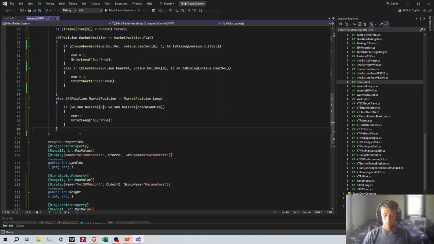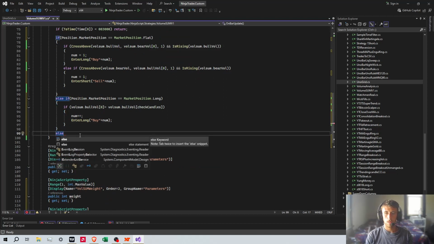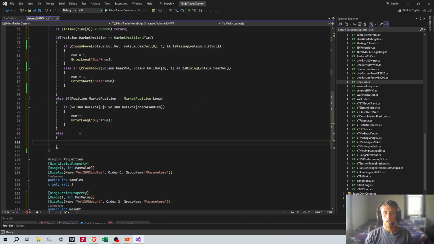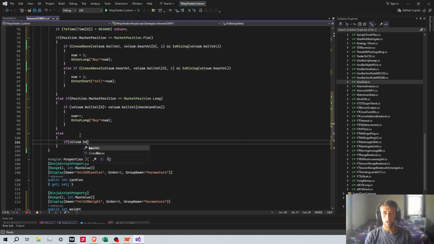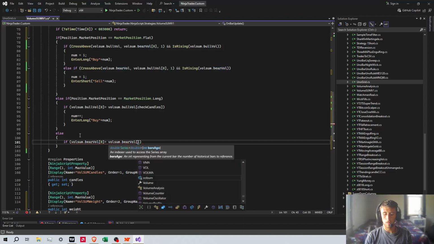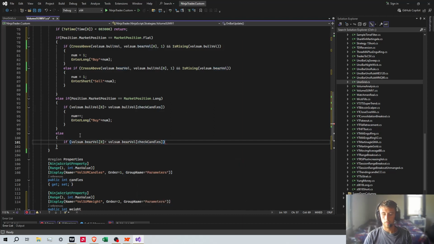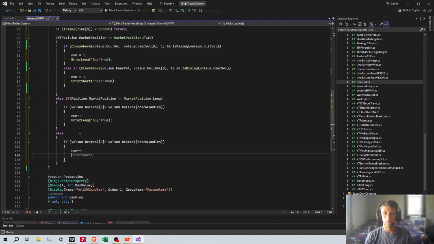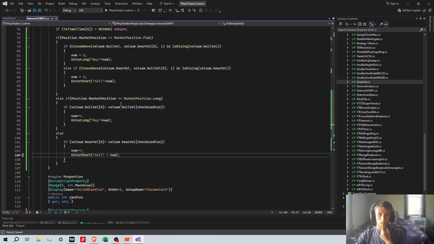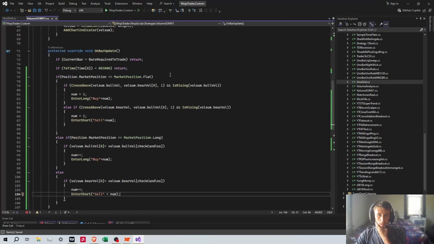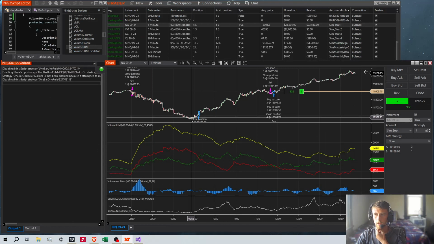So for each unique position name, it'll allow the entry for it. Then, else if all sum dot bear volume 0 greater than all sum dot bear volume check candles, then we num plus plus and enter short, sell plus num. So that should be it for as far as entries go.